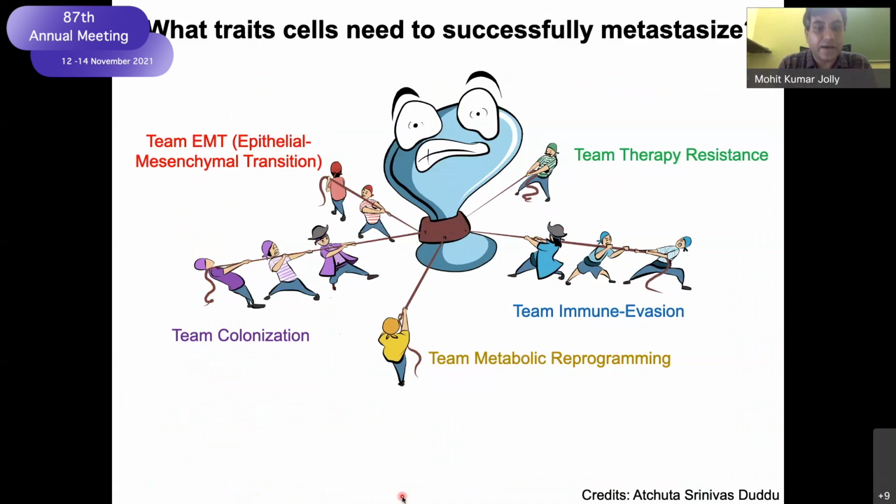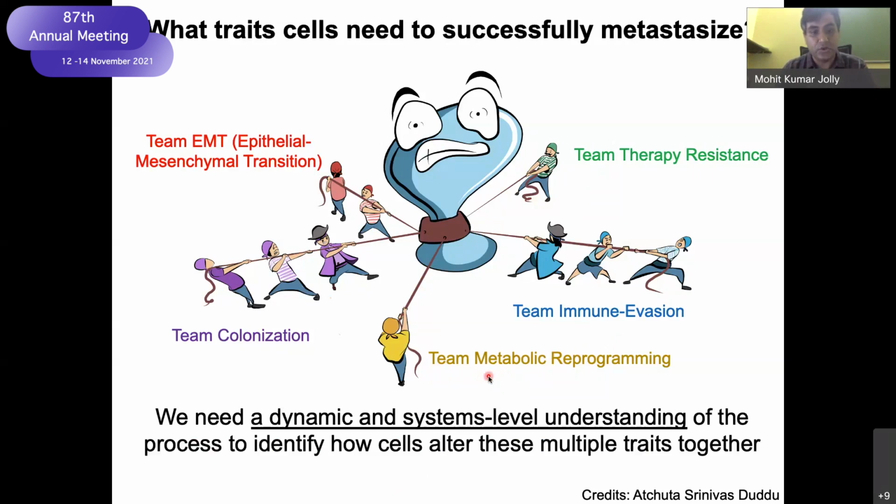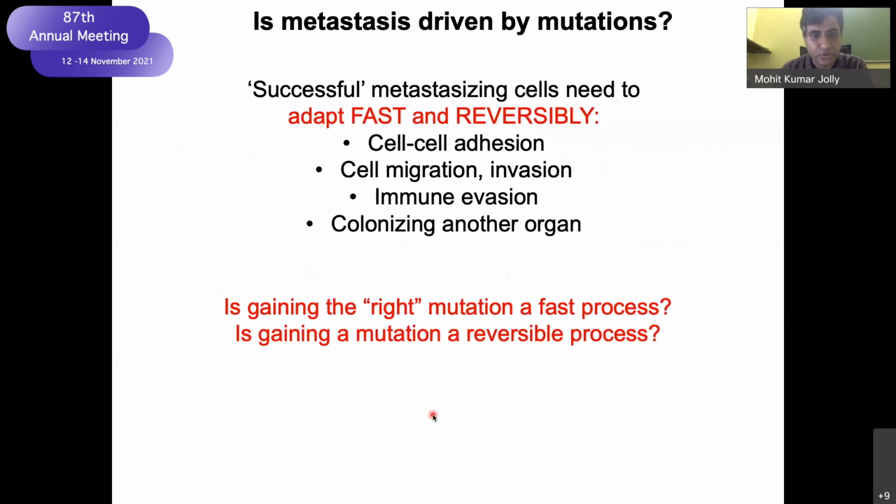The local environment, or microenvironment as it is called, is constantly changing, and cancer cells need to adapt on multiple axes. They need to adapt on whether they're able to evade the immune system and drugs, and on how much oxygen and how many nutrients are available, and so on and so forth. So what we need here is a dynamic, systems-level understanding of how these different axes come together and provide fitness to the cancer cells which are able to do that.